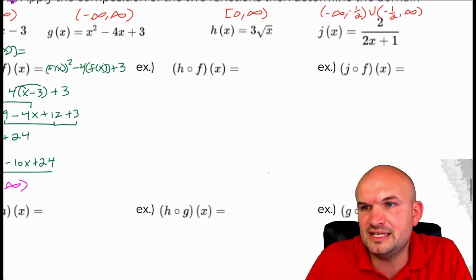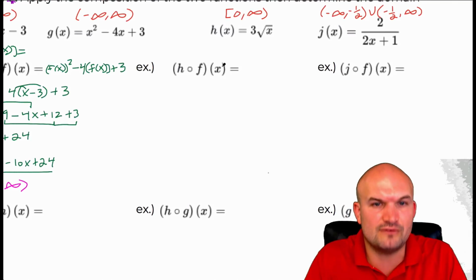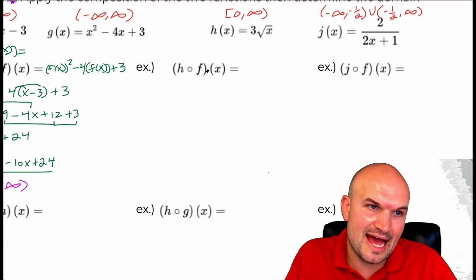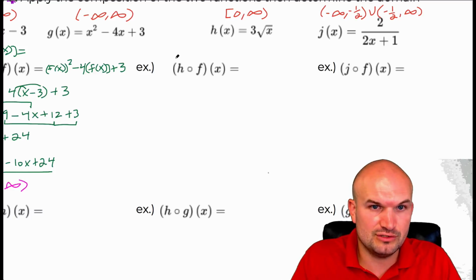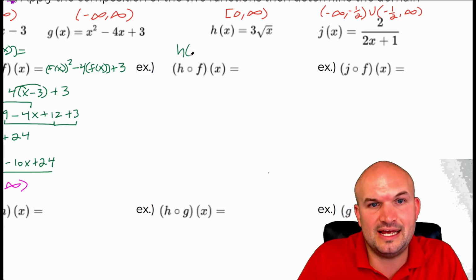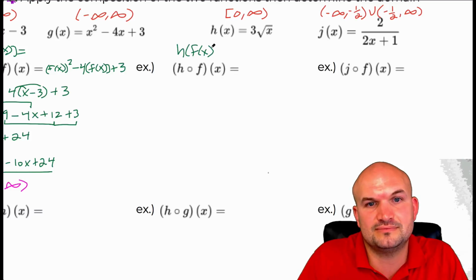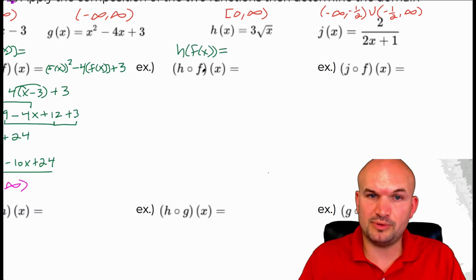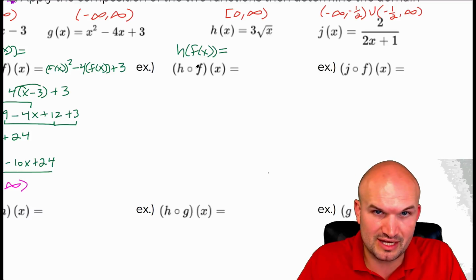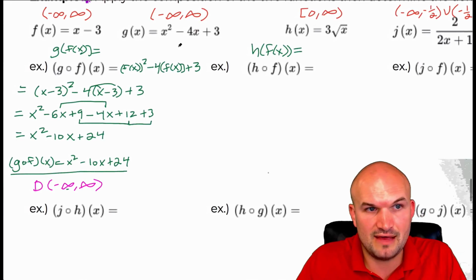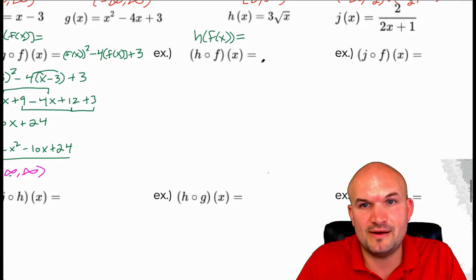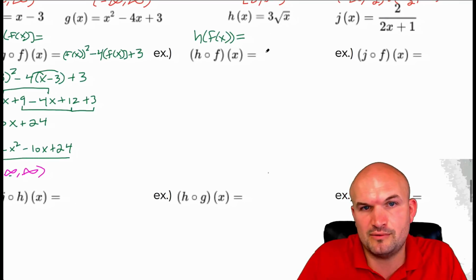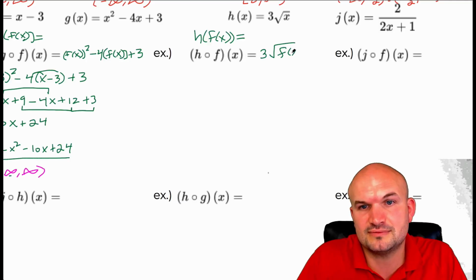And again, I'll use the same notation just to represent this. So now I'm plugging in f into h, right? So again, this is the same thing as h of f of x. Okay, so what we're going to do is plug the f of x function into h of x. So here's h of x, and then here's f of x. So if I plug in f of x, it's basically going to be 3 square root of f of x.